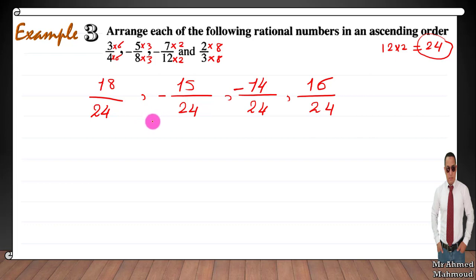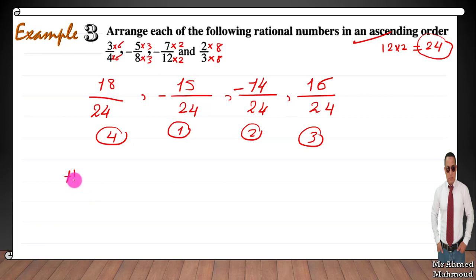Okay, now he needs to arrange in ascending order. So I'm going to arrange from least to greatest. The least number is negative 15, next is negative 14, then positive 16, then 18. This is the biggest number.